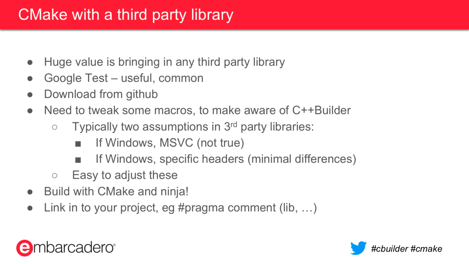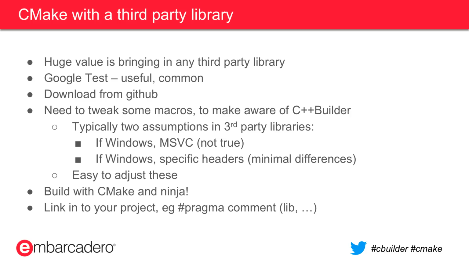As an example, we're going to use Google Test because it is useful and common. Download it from GitHub. You need to tweak a few macros to make it aware of C++ Builder. Typically you find in third-party code that there are two assumptions. That if it's Windows, then it's using Visual C. That's not always true. And that if it's Windows, then you need specific headers, and there are minimal differences there. And it's very easy to adjust both of those. Usually when you build, you'll simply get a compile error, and when you track the cause of that error, you realize you just need to define a particular macro or tweak something. Pretty easy. We'll have a look at that.